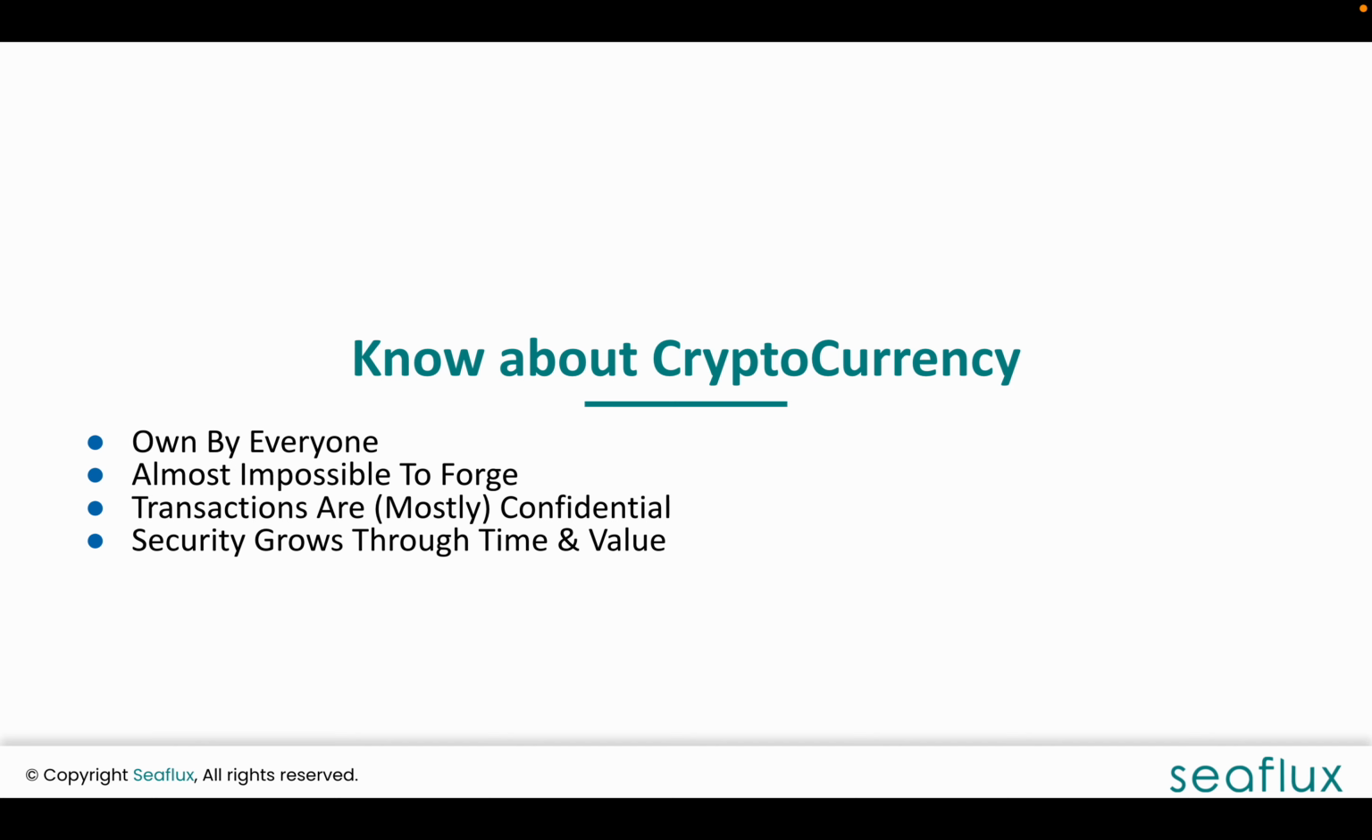Last is security grows through time and value. As we discussed, cryptocurrency is totally based on the blockchain. Here I take the example of when we create our cryptocurrency and start with one block, with one transaction. Whenever you transact with cryptocurrency, the number of blocks increases. If someone tries to hack or manipulate that particular block, it's impossible to do, right? We already saw that it's impossible to forge. So that's the reason that as time passes and the number of transactions grows, the security of that cryptocurrency grows. So this is all about the cryptocurrency terms and details.